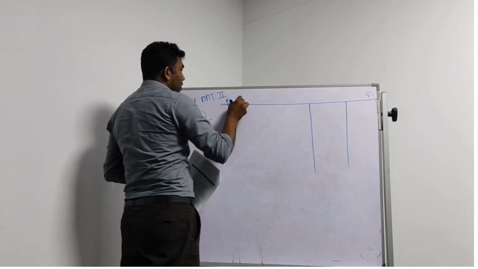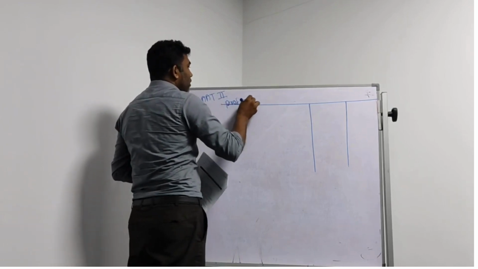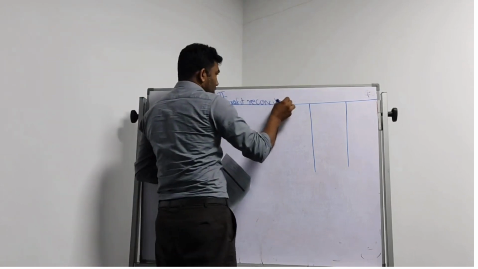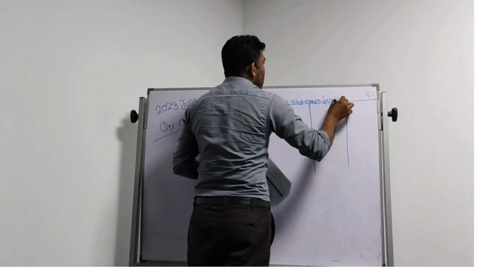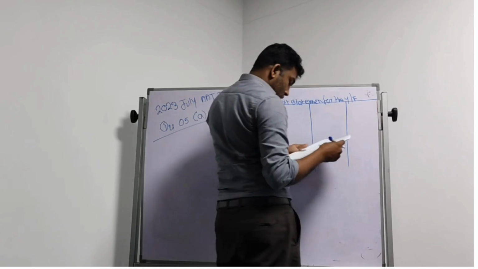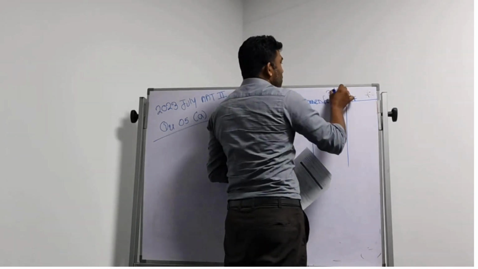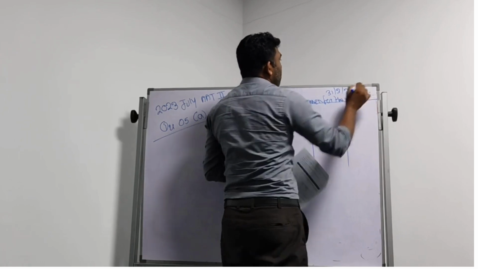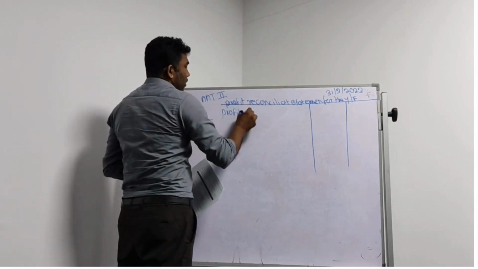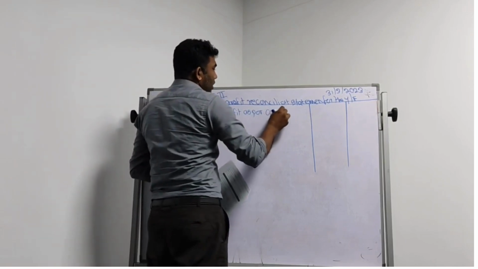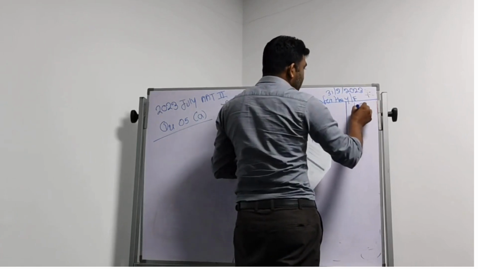Reconciliation of the profits. We'll say profit reconciliation statement for the year ended 31st March 2023. I will start with the profit as per cost account. We'll take the answer given here. Profit as per the cost account is 450,000.